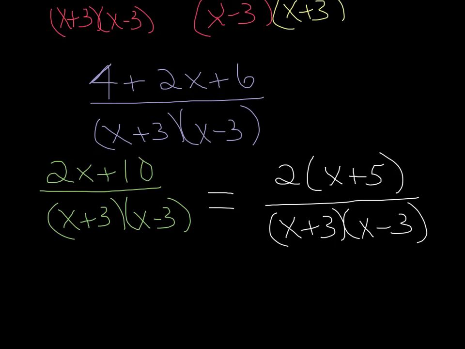And then I'm concerned about the excluded values, which Will told us x cannot equal a -3 or a +3.